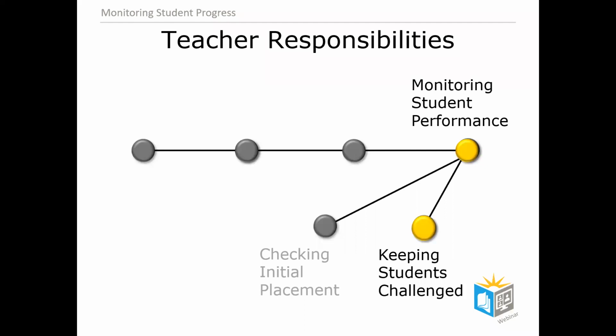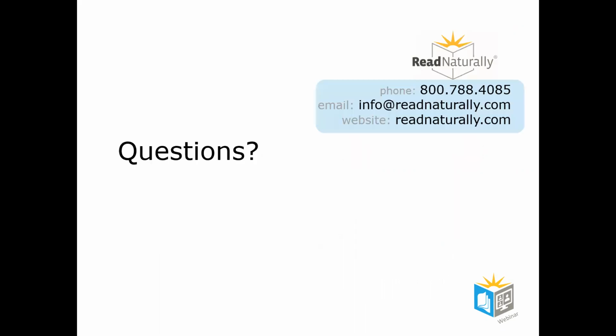There's a recording of it on our website under the training tab, and then go to recorded webinars. And checking initial placement happens after students have completed between 3 and 6 stories. The Keeping Students Challenge that we just talked about, that's when kids have passed more than 6 stories, right?